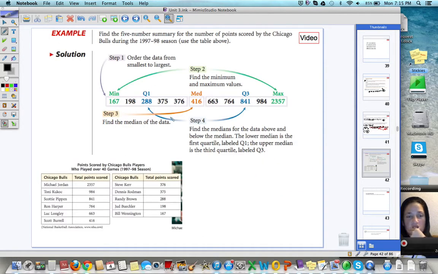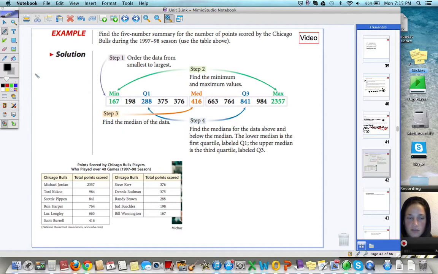All right, so what I want you to do is pause and write these orders down, write this whole thing down. It's talking about the data down here. Pause, write it down, and then unpause, and I'm going to talk about it. Oh, it's so tiny. There we go. Okay, so find the 5-number summary for the number of points scored by the Chicago team.